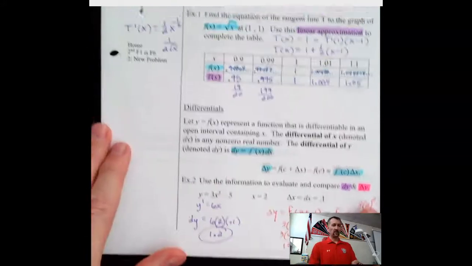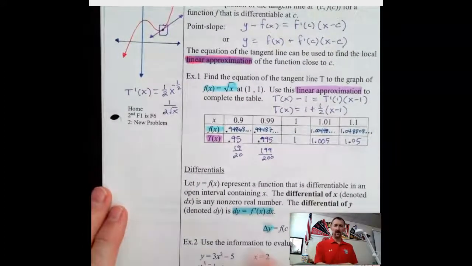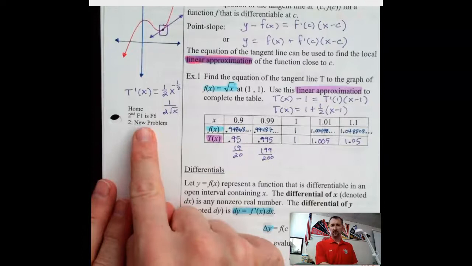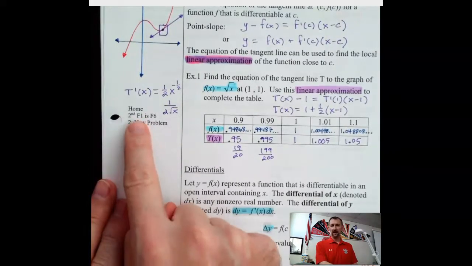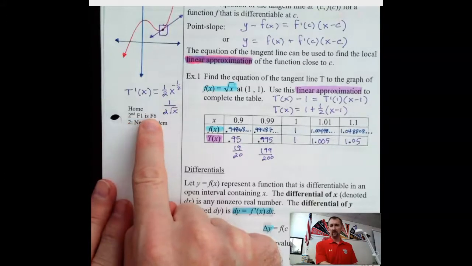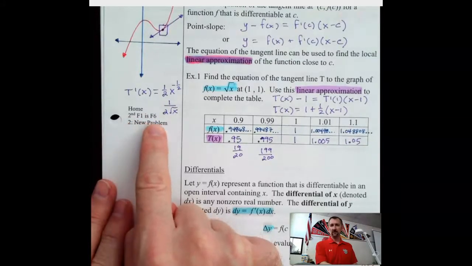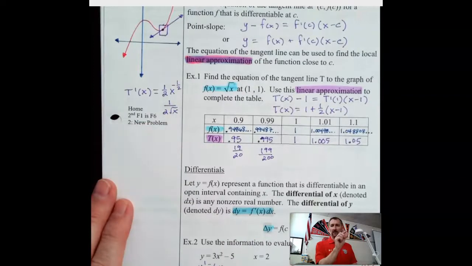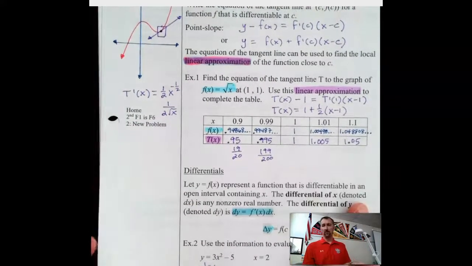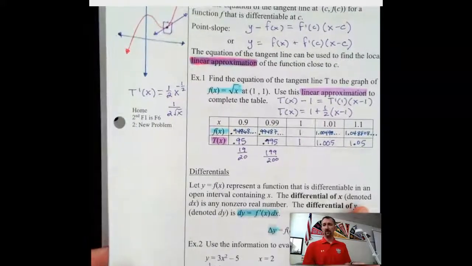Now, one more thing, I think we've mentioned this before, but if you're having trouble with your calculator, one thing to try is to go to the home screen and in there hit second F1, which is F6, and then go to number 2, which is new problem. Hit new problem, it'll come up on the screen, hit enter, and it'll clear out everything that you had typed in the home screen. And sometimes, if you're having some issues, that'll fix it. Okay.